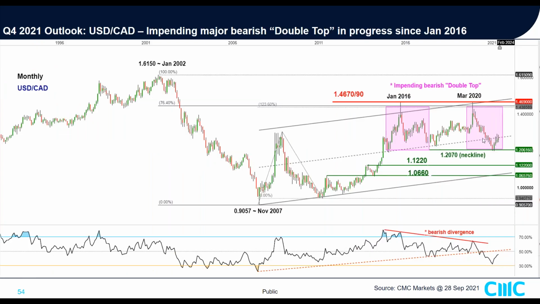So you look at the dollar Canada over here. We have this impending bearish double top, however, the recent pullback actually stopped last quarter at its neckline support at 1.2070, and started to rebound. It started to bounce up. And during this rebound, right now it starts to form bearish candles as well, something like a doji and a shooting star so far. This is the monthly chart.